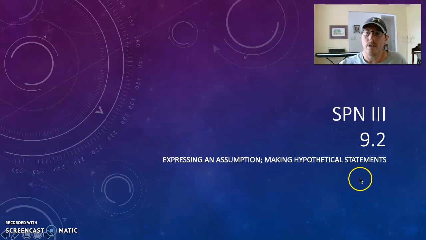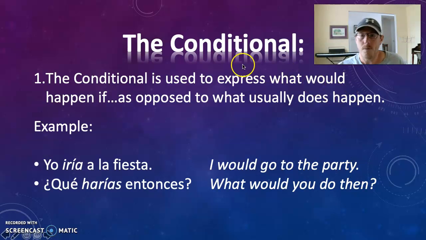So starting out here, and I'll have to move this down in a moment. Conditional tense. The conditional is used to express what would happen as opposed to what usually does happen. So when we say what would happen, these are things like I would go to the party, what would you do, and things like that. So that's whenever you use that as a condition, like what would happen if this other thing were to occur. First example, yo iría a la fiesta. All right, so I would go to the party.